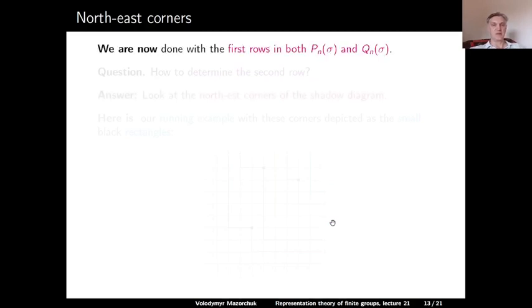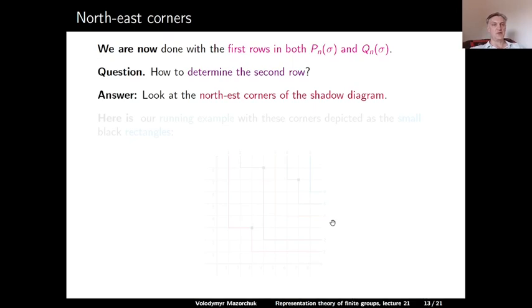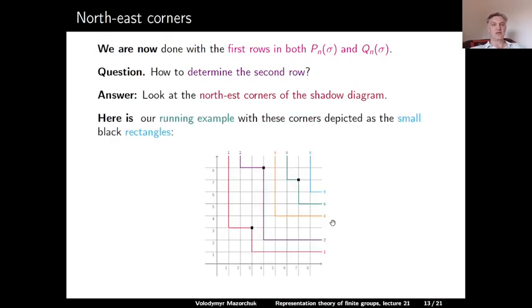So we are done with the first row, and we want to determine the second row. So we look at the northeast corners of the shadow diagram. So here are the northeast corners of our running example, which are marked by small black squares. Here we have a northeast corner on the first shadow line, here we have one northeast corner on the second shadow line, and here we have a northeast corner on the fourth shadow line.